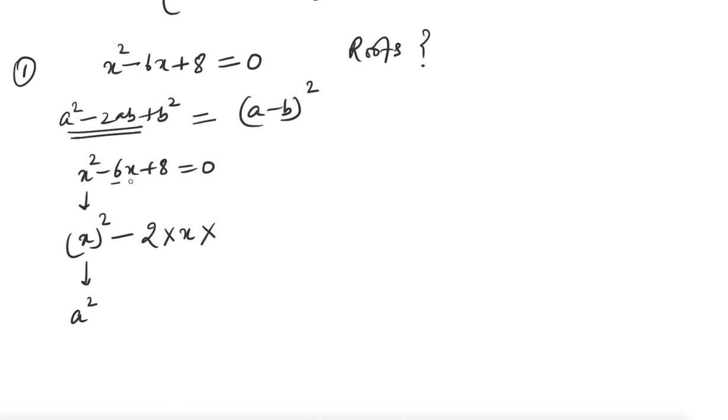Now see, I have minus of 6x, minus of 2x is already done. So if I write here 3, I'll get minus 6x. So this is minus of 2 into a into b. So this 3 will be my b, because together it will give me minus 6x, which is in the equation, and this a is x, 2 as it is, b will become 3.